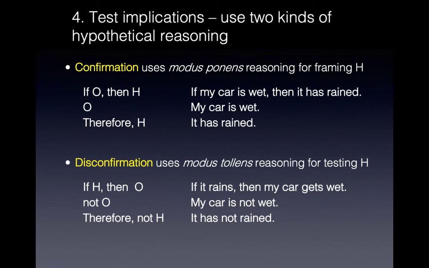Let me make this real clear here. There's confirmation and disconfirmation, and we are actually looking for both. Focusing here on how we test implications, we use two kinds of hypothetical reasoning. And by that I mean reasoning using hypothetical claims, if-then claims, conditional claims. So we typically do the one and then the other. Confirmation involves using modus ponens reasoning when we first frame a hypothesis to explain. I'm going to go through this slowly.